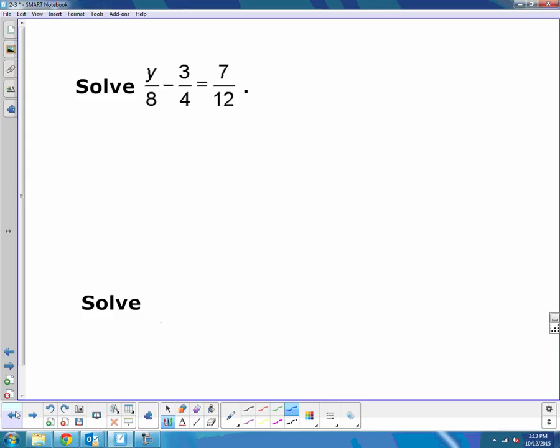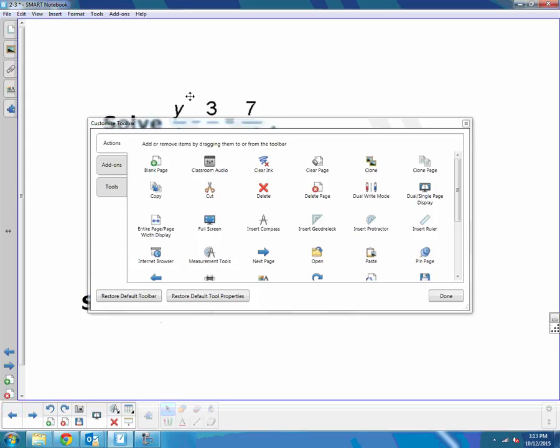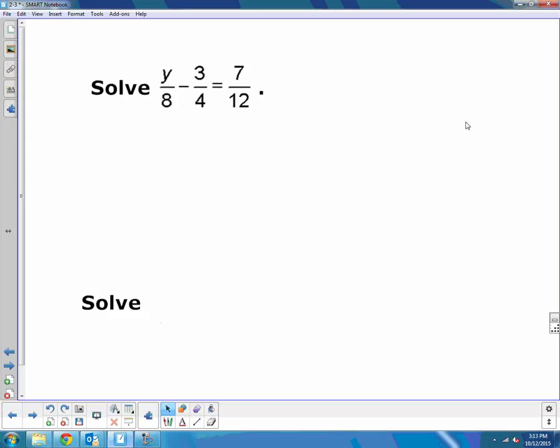I'm going to do one more with you, with fractions here. Same idea. I'm going to deal with adding or subtracting first. Then I'll deal with that multiplication and division. So I'm going to add 3/4 to both sides. Plus 3/4 to both sides. So I have this y over 8 here.